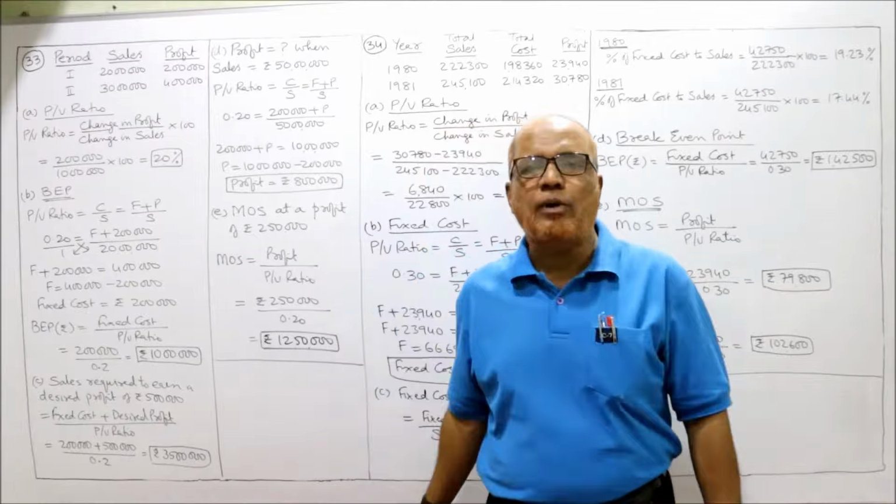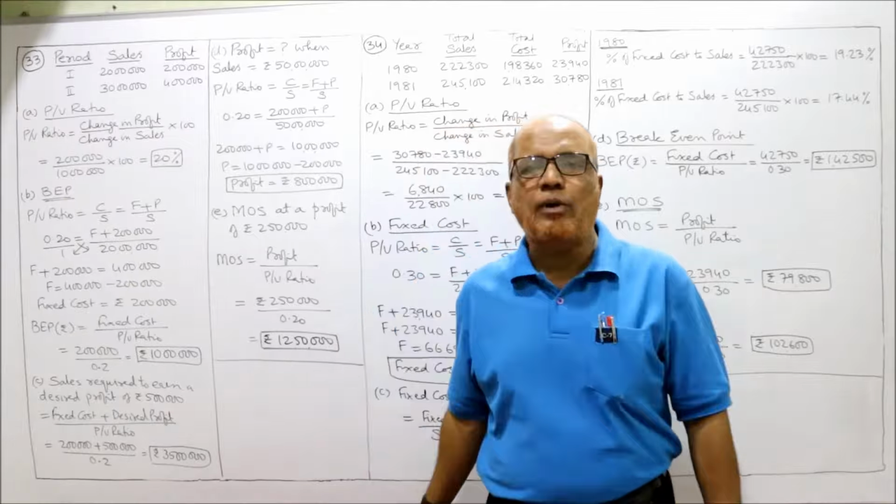The same sales we should take for which we have taken the profit. Profit we have taken 2 lakh. So how much are the sales here? 20 lakhs. So the denominator is 20 lakh. Now I am making cross multiplication. F plus 2 lakh is equal to 0.2 into 20 lakh. So 0.2 into 20 lakh, you will get 4 lakh.